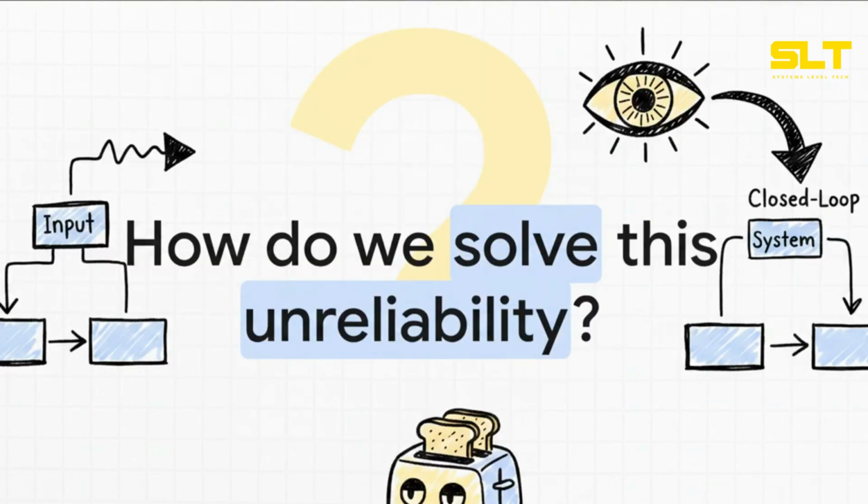Which leaves us with this final, truly vital question. How do we solve this unreliability? How do we actually fix the open loop so we don't have to spend our lives constantly monitoring our machines? Well, according to the principles of control systems, the answer is actually incredibly elegant.